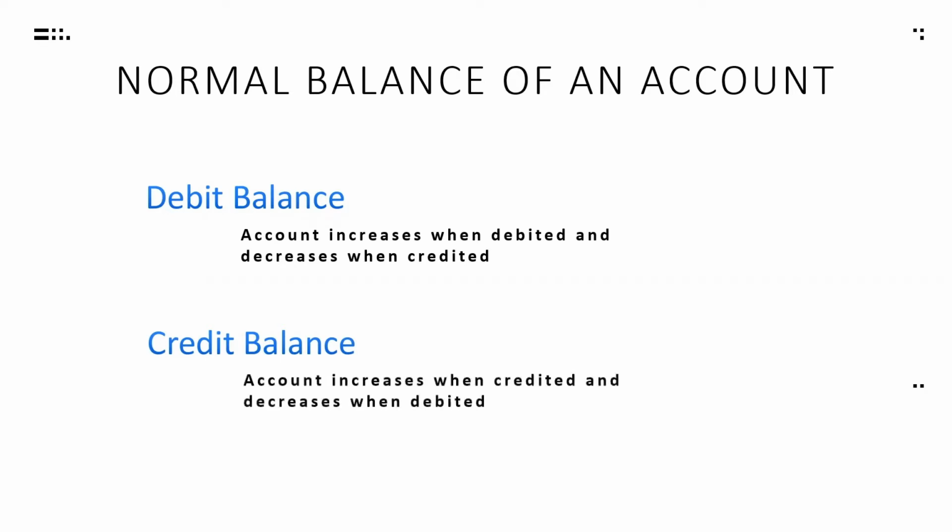For the sections in the chart of account with a normal balance of credit, the account balance will increase when credited and decrease when debited. So you may be wondering, what are the set normal balances for each section of the chart of account? Let's move forward and find out.